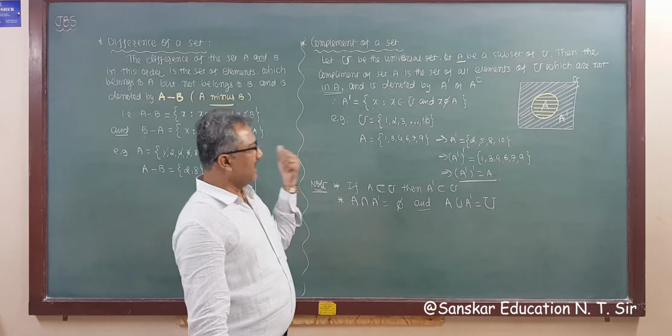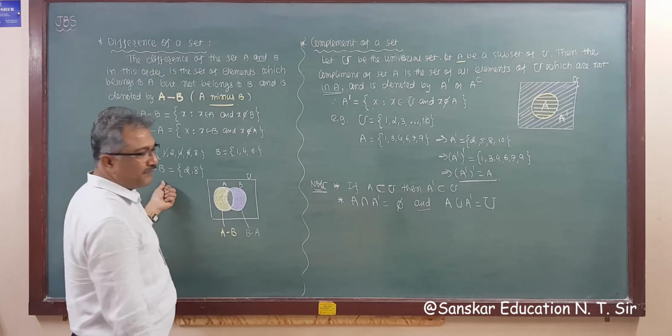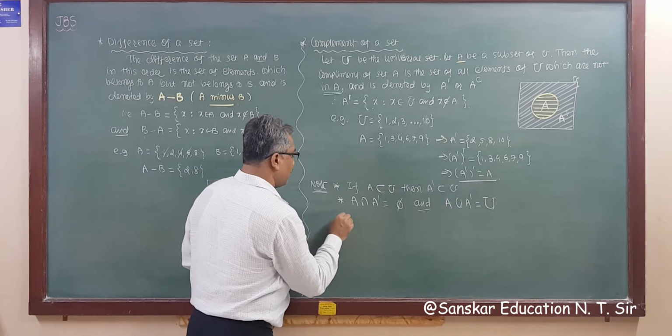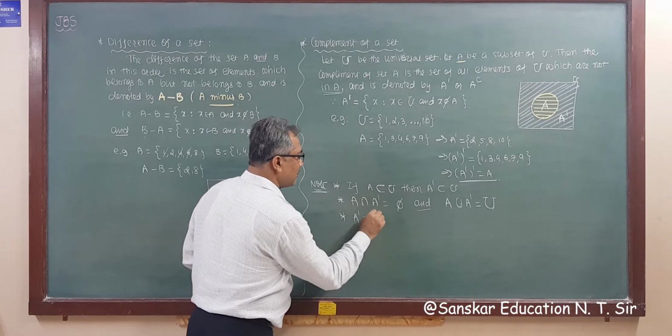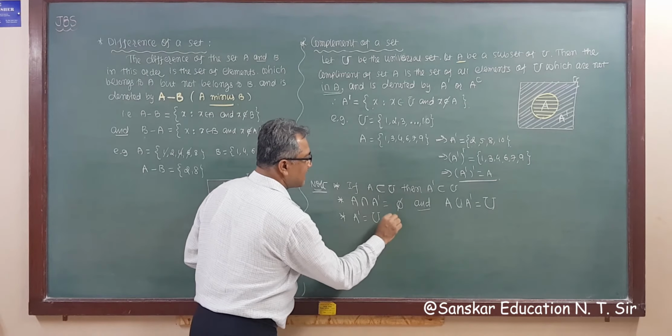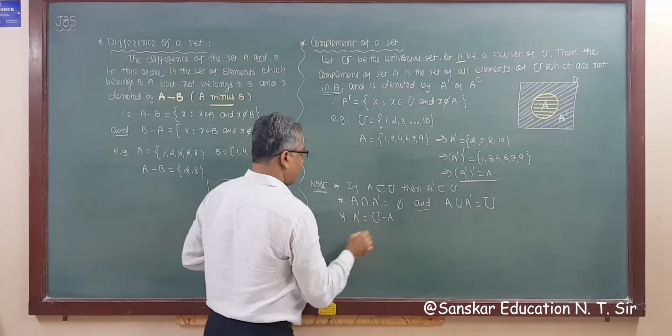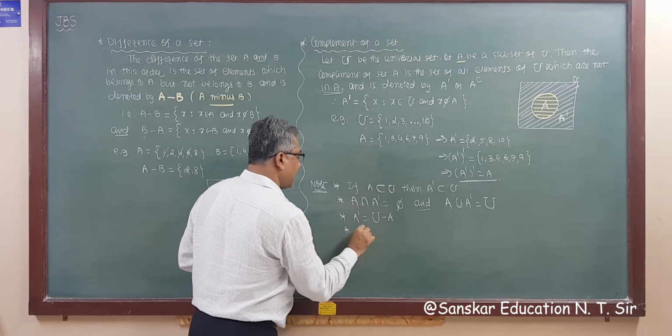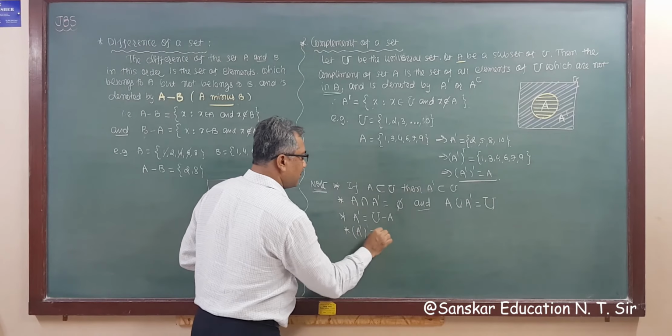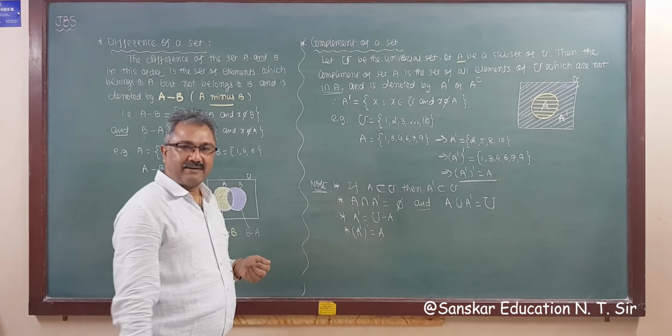Now according to the definition of difference, A dash is equal to, what is our definition? A dash is equal to set U minus A. And one more result, A double dash is equal to the set A itself.